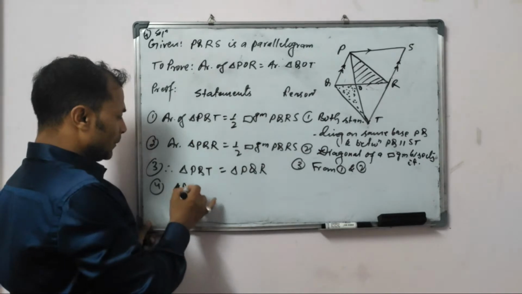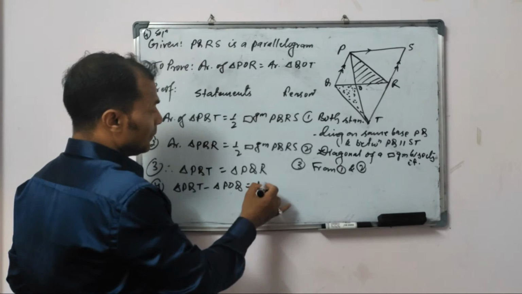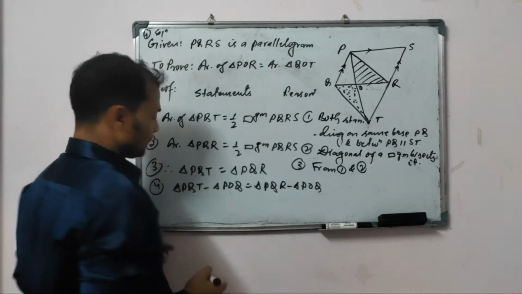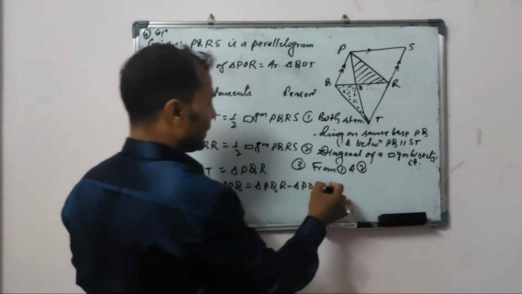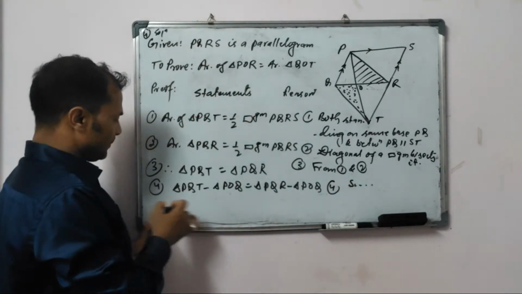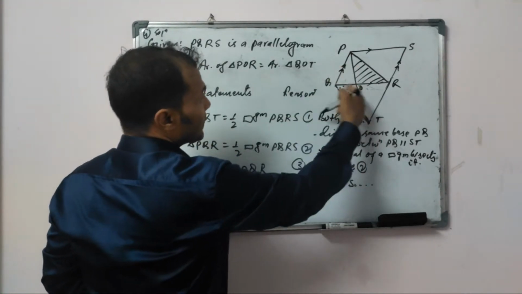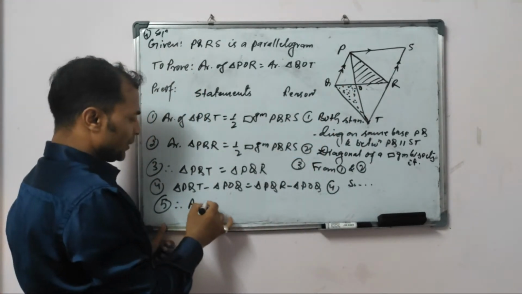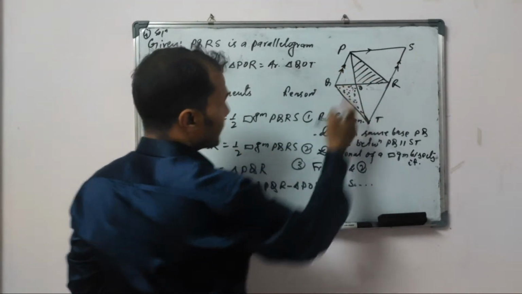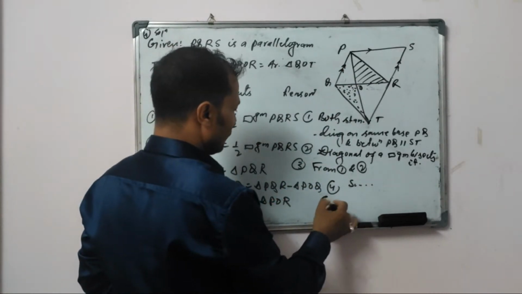Now triangle PQT minus triangle POQ equals to triangle PQR minus triangle POQ. Subtracting both equal parts from each. You can say subtraction by subtraction axiom. Number 5. Therefore, what do you get? From PQT, if you are subtracting this, remaining is QOT, triangle QOT, equals to area of, from this side if you subtract this, triangle POR from 4.